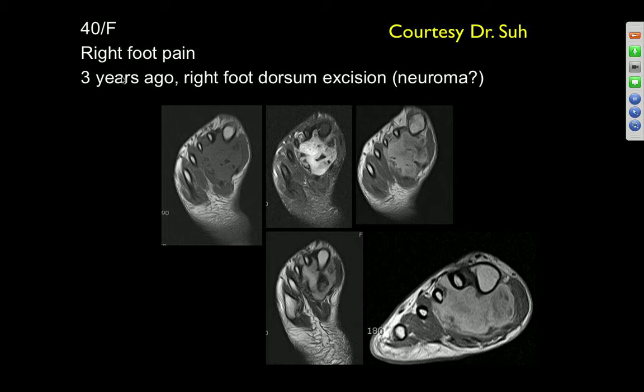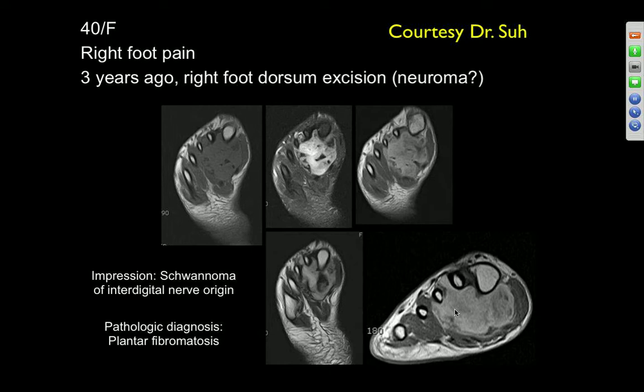40-year-old female, right foot pain. This was an early study where we can see this mass in the area of the foot, which is extending around, replacing a lot of the normal muscles in this area. The initial impression was it was probably a schwannoma of the digital nerve, but it came back plantar fibromatosis on pathology. And these can be infiltrative type lesions like this.